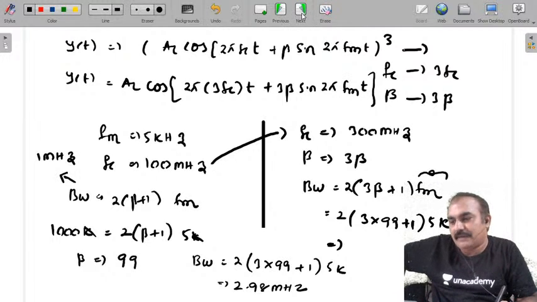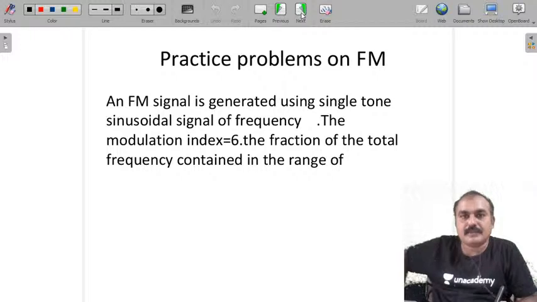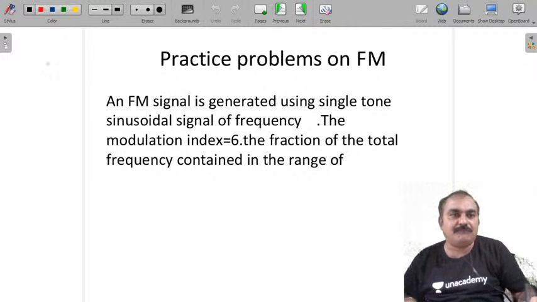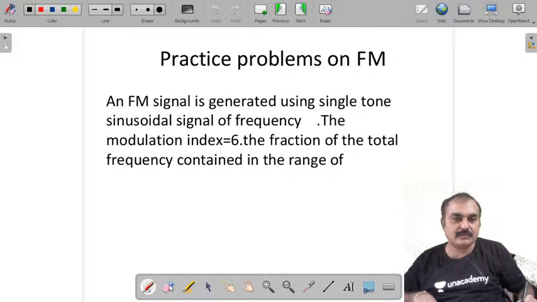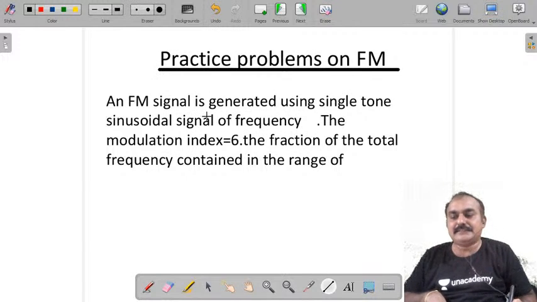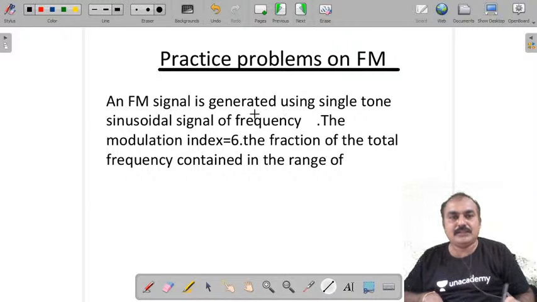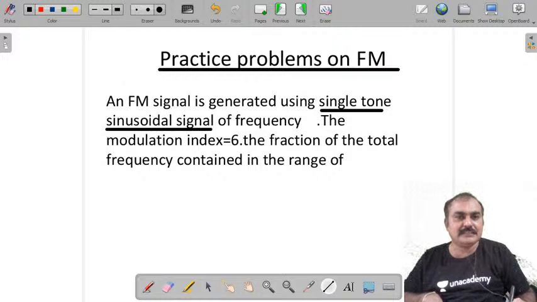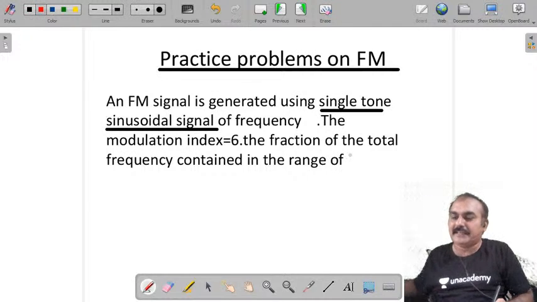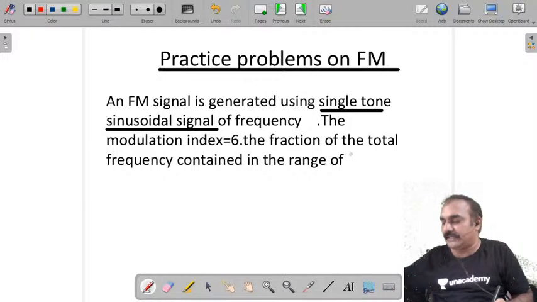Next problem, my dear students. Now listen. This is again one more practice problem on FM. An FM signal is generated using a single tone sinusoidal signal of some frequency. He has given the frequency, which is very, very important over here.